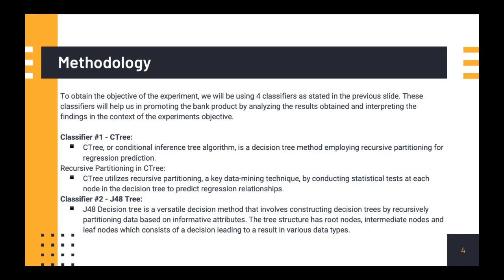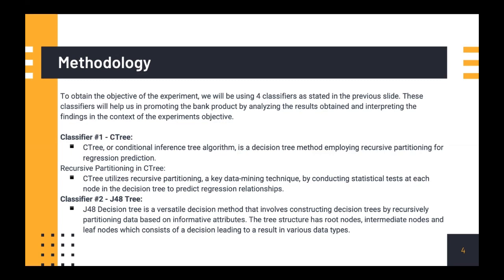Classifier number 1, C-tree. C-tree or conditional inference tree is a decision tree method that uses recursive partitioning for predicting regression. In simpler terms, it is a technique where statistical tests are performed at each point in the decision tree to figure out the relationship in the data.